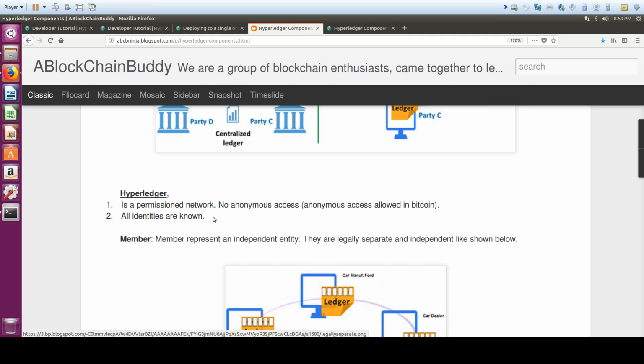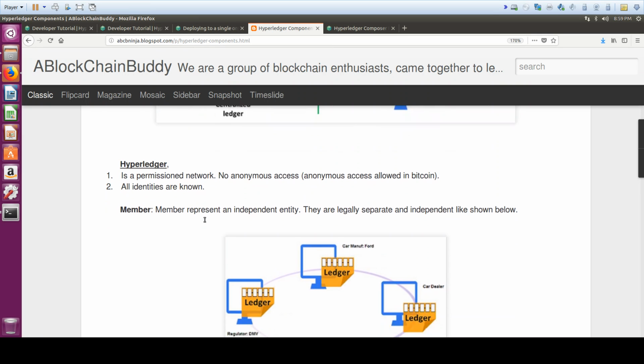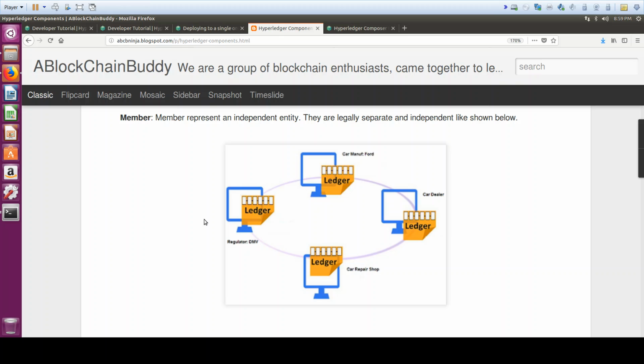A little introduction to Hyperledger. Hyperledger is a permissioned network, no anonymous access. All entities are known. Okay, back to the member. A member represents an independent entity. They are legally separate.